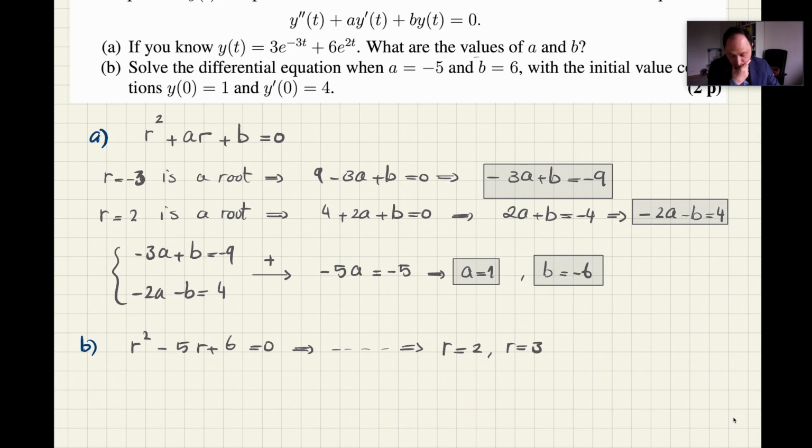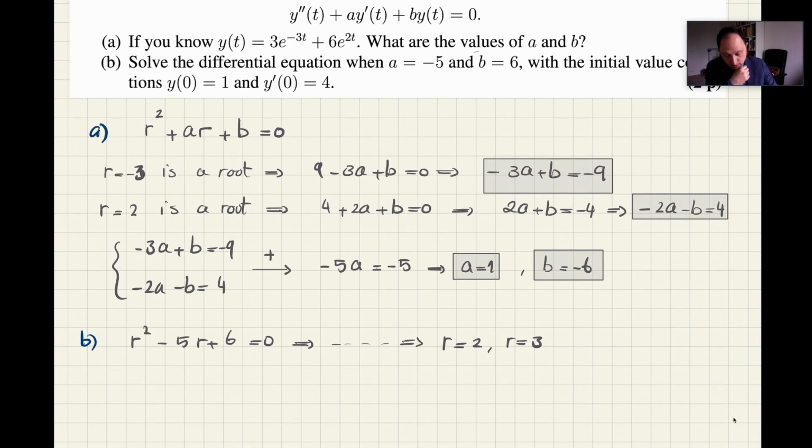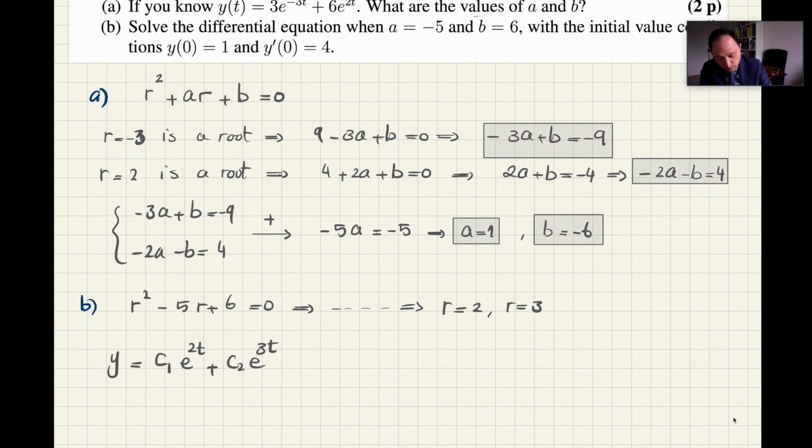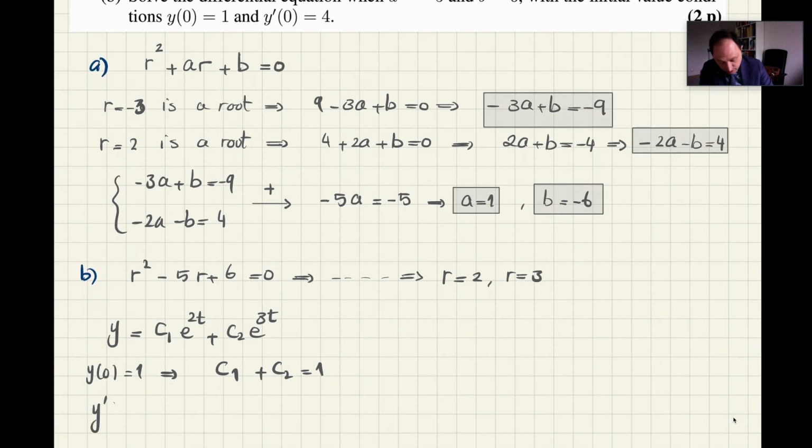Yes, these are the answers. And then y becomes equal to a constant, let me call it C1, times e to the power of 2t plus C2 e to the power of 3t. And then we want to satisfy these initial conditions. So y of 0 is supposed to be equal to 1. Instead of t I put 0. If I put t equal to 0, the first term becomes C1, the second term becomes C2, so that is equal to 1. And I need to differentiate first.